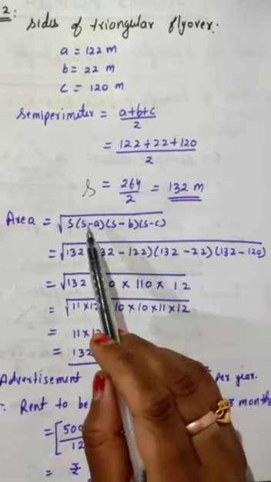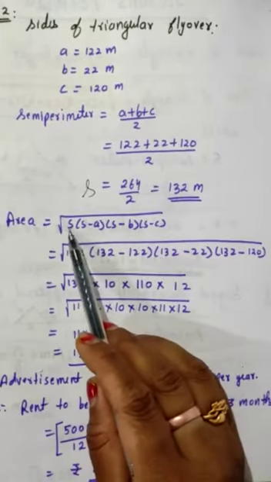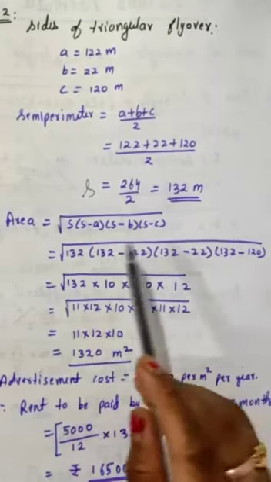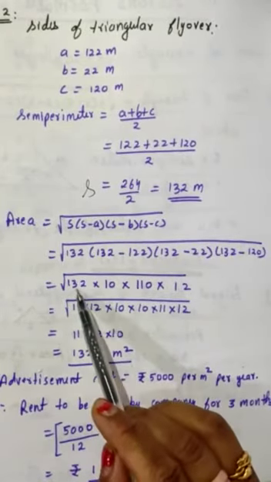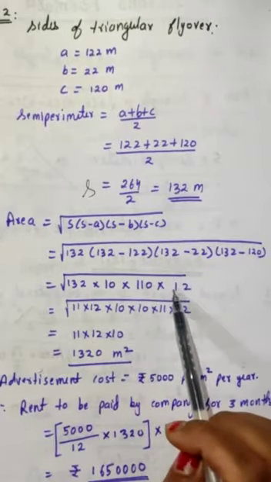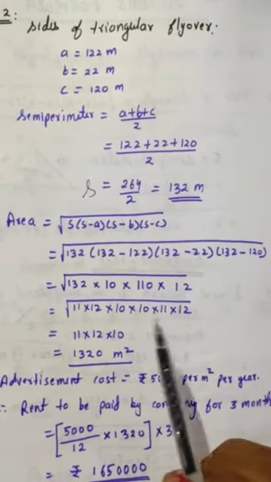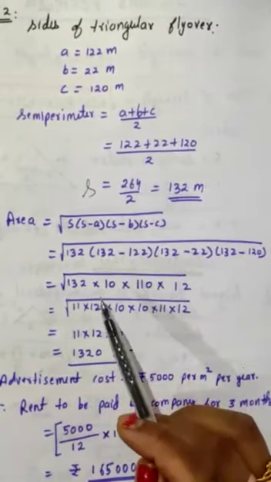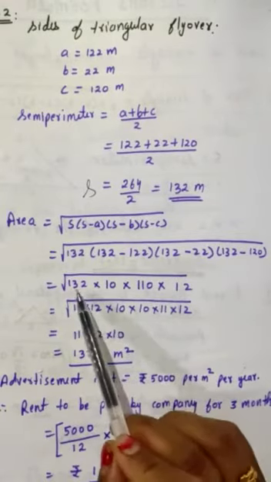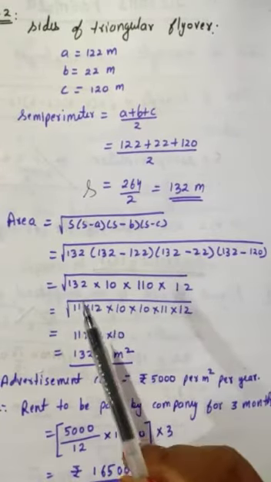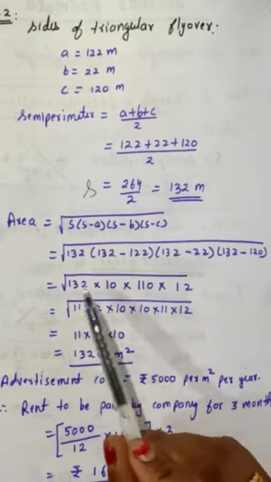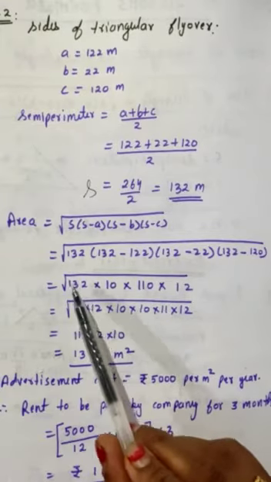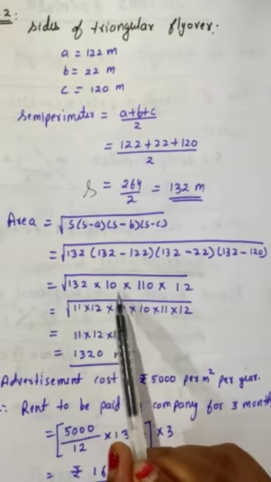Now you will use Heron's formula, which is square root of S into S minus A into S minus B into S minus C. So these are the calculations, you can just see. So this will be 132 into 10 into 110 into 12, and it is always my advice that whenever something is under the square root, instead of multiplying and then again doing prime factorization, it's better to factorize the terms and then take out the common things. Then your multiplication will become more complicated. So it's always better that you factorize the terms and you can just take out the common terms.